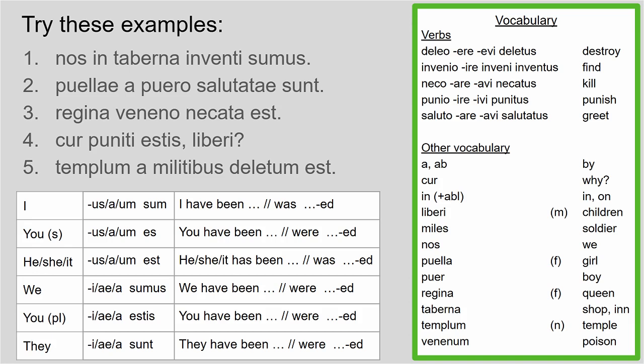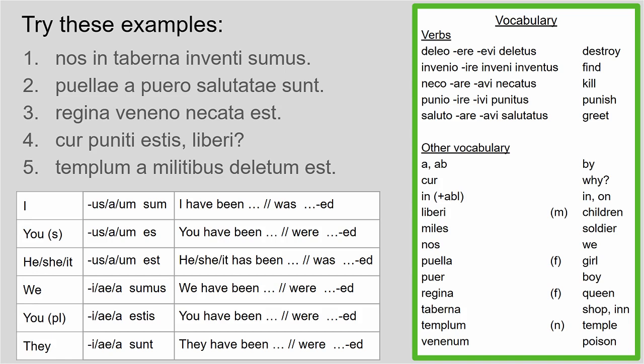Number 4, que puniti estis liberi. This is a question, so I know I've got to maybe switch the translation around to make it make sense as a question in English. Que means why, puniti estis. Now I've got estis, so I know it's you plural. Gonna double check whether I've got a perfect passive participle. Yes, I do. Puniti, which comes from punio. Then I need to switch it around. Usually it would be you have been punished. Because this is a question, I'm gonna say why have you been punished? Finish my sentence with liberi, children. Why have you been punished, children?